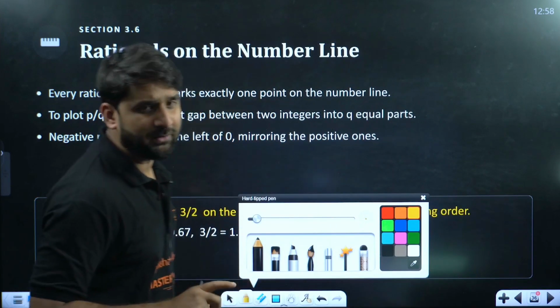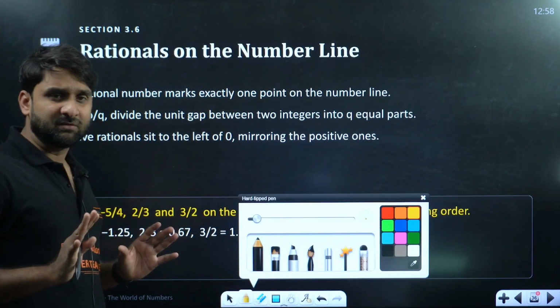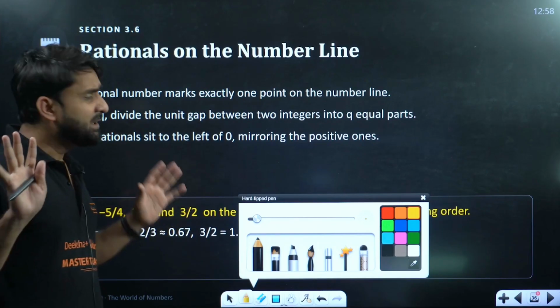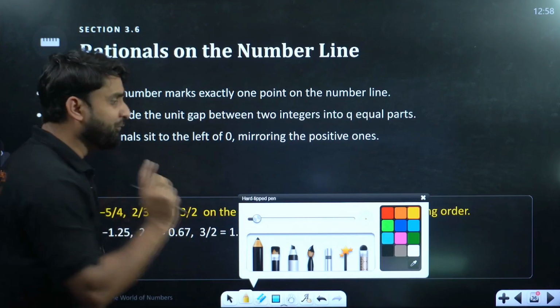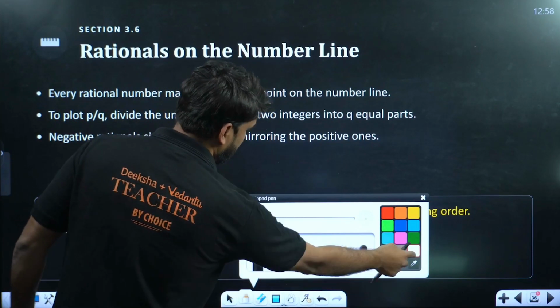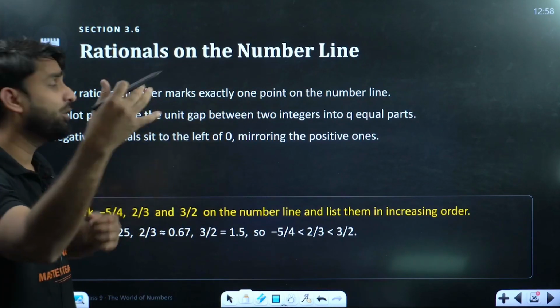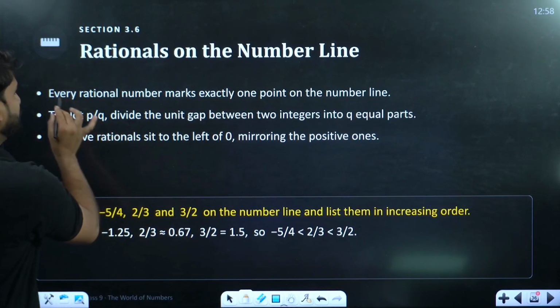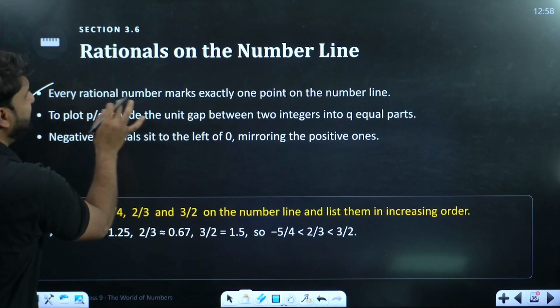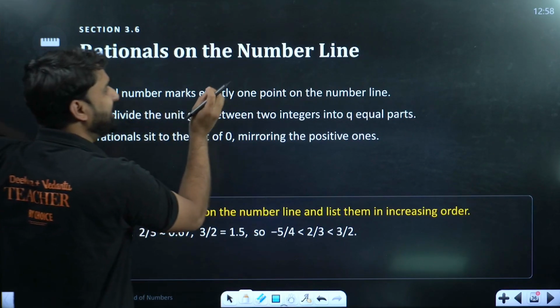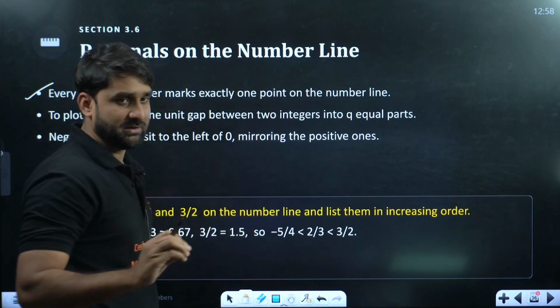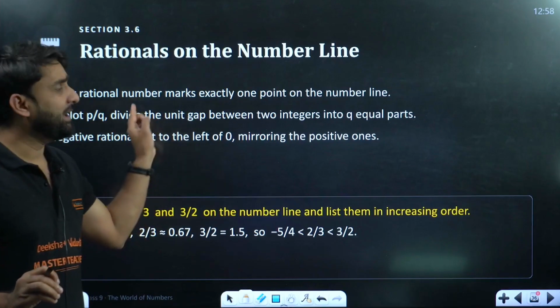Very easy topic. Please focus on the screen. Watch the video with complete concentration, with good focus, then only you will be able to understand. So let's talk about how to represent rational numbers on the number line. You all know, my dear champions, every rational number marks exactly 1 point on the number line. Let me give you clarity on the first line.